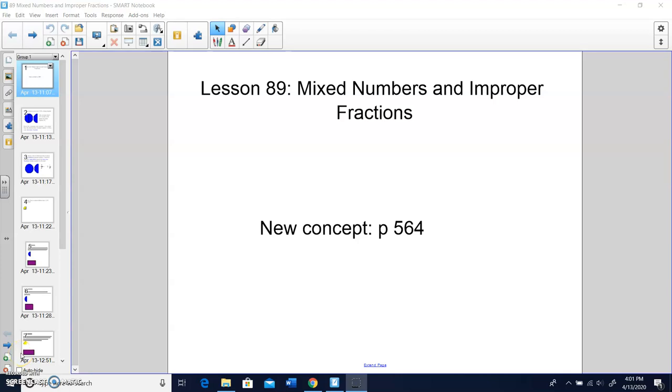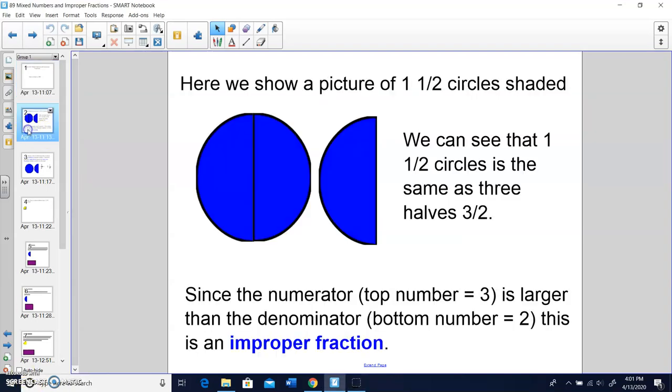Hi, fourth graders. Today we are talking about lesson 89, which is mixed numbers and improper fractions. The new concept begins on page 564. As we look there, we're showing this picture, and in this picture we can see that one and one half circles are shaded. So one whole circle and one half of a circle is shaded. So one and one half. That's the mixed number. We can also see that that's the same thing as saying that there are three halves.